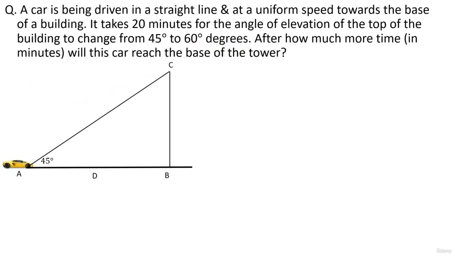A car is being driven in a straight line at a uniform speed towards the base of a building. It takes 20 minutes for the angle of elevation of the top of the building to change from 45 degrees to 60 degrees. After how much more time in minutes will this car reach the base of the tower?